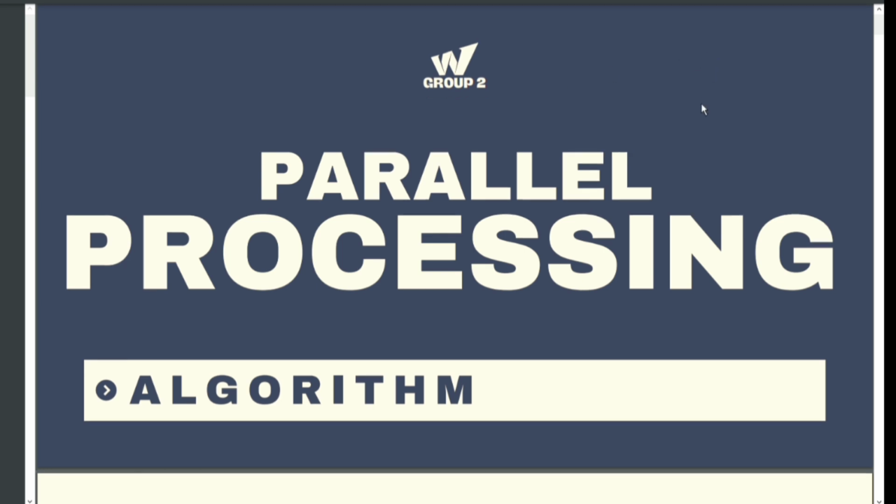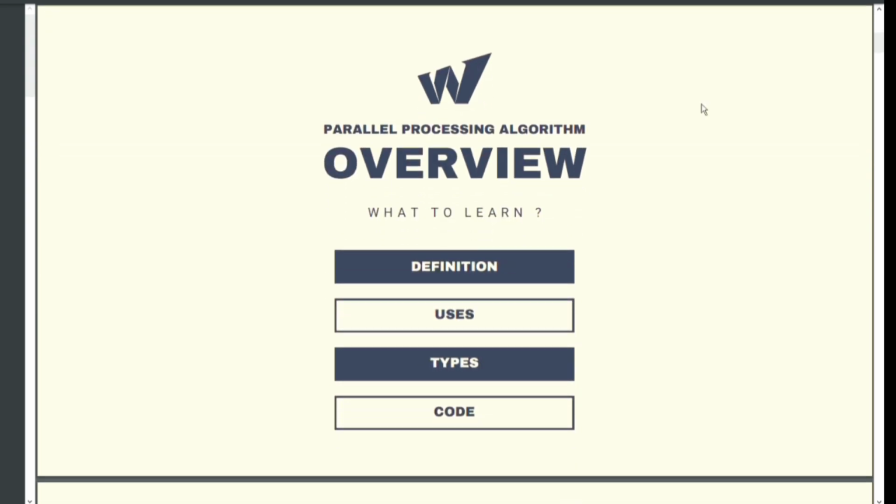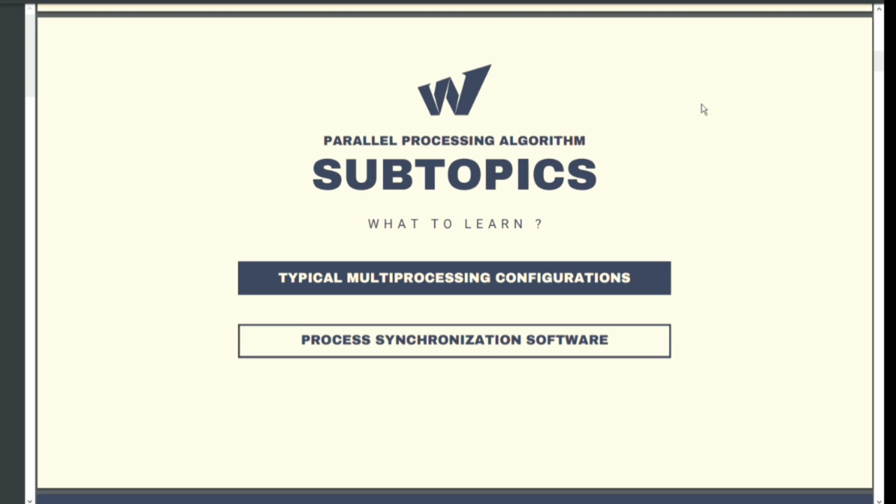So we're about to learn the definition, the uses, the types, and the code of parallel processing. And we're also about to learn the subtopics, which are the typical multiprocessing configurations and the process synchronization software.